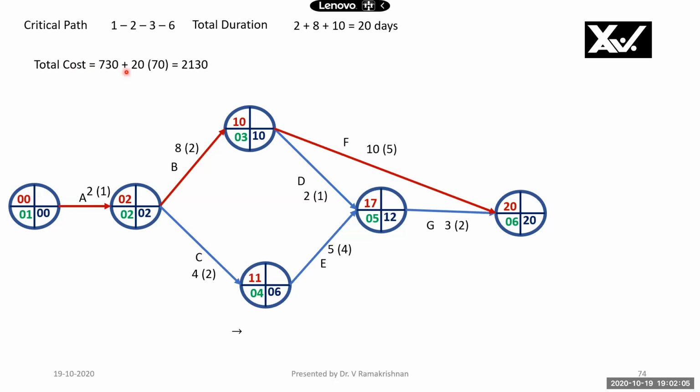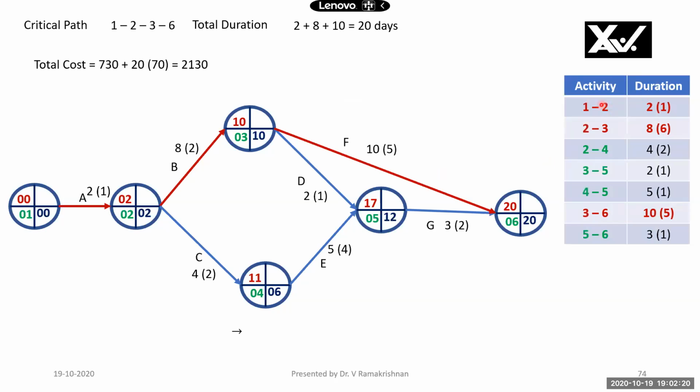So total cost is total cost of activity, which is 730 plus 20 days we have found out. Therefore 20 into 70 per day indirect cost. So 1400 plus 730 is 2130 is the total project cost for normal duration. The activity and activity duration, normal duration and crash duration was given here. This is nothing but the difference between normal duration and crash duration. So 2 days I can crash.